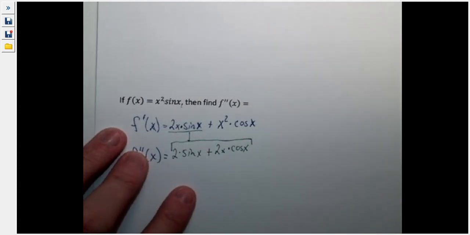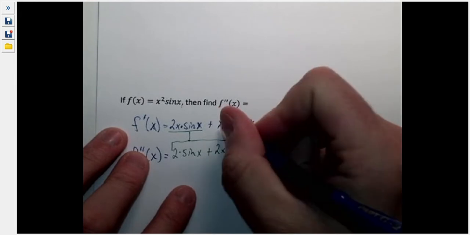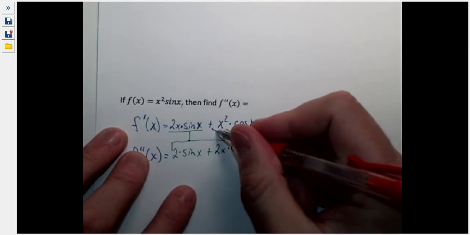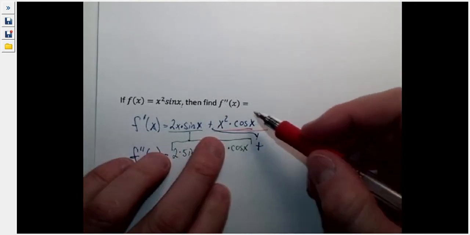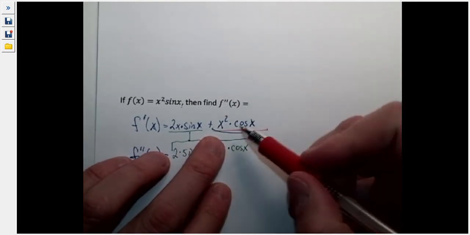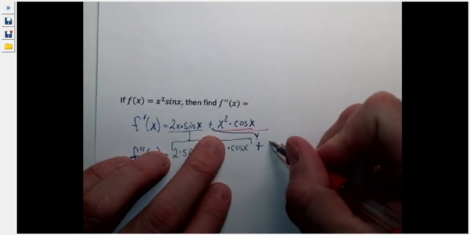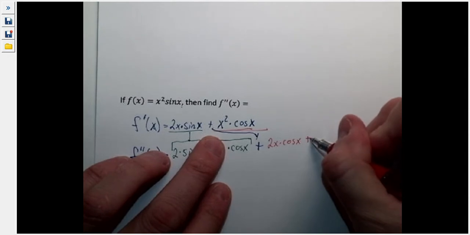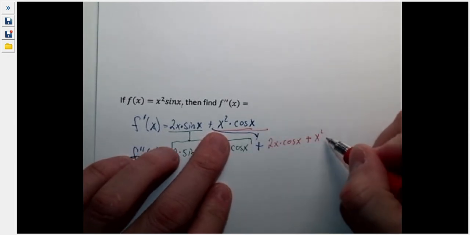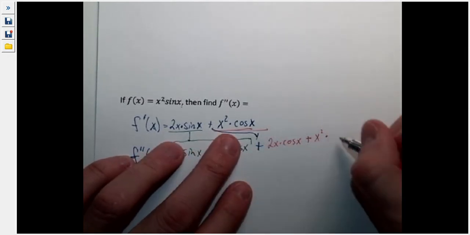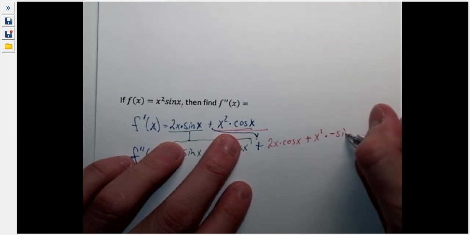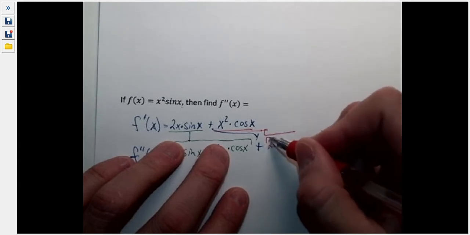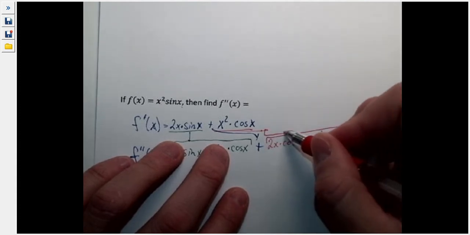Okay. Plus, now we take the derivative of the second one. And again, we're going to do product rule here. So the derivative of the first, which is 2x times cosine x, plus x squared times the derivative of cosine, which is negative sine x. And all of this is the derivative of the second one.